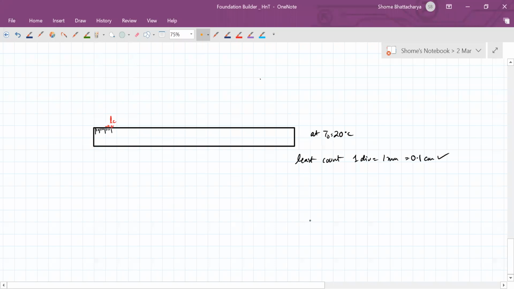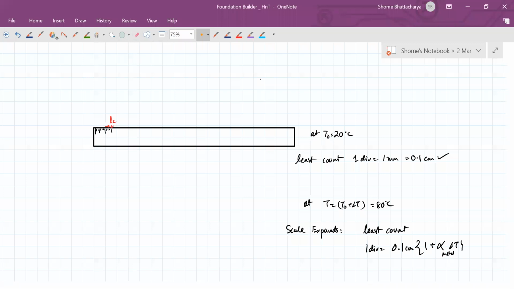But at a new temperature, which is in this case 80 degrees C, the scale expands. So the least count, or one division on the scale, becomes 0.1 centimeters into 1 plus alpha of metal into delta T.